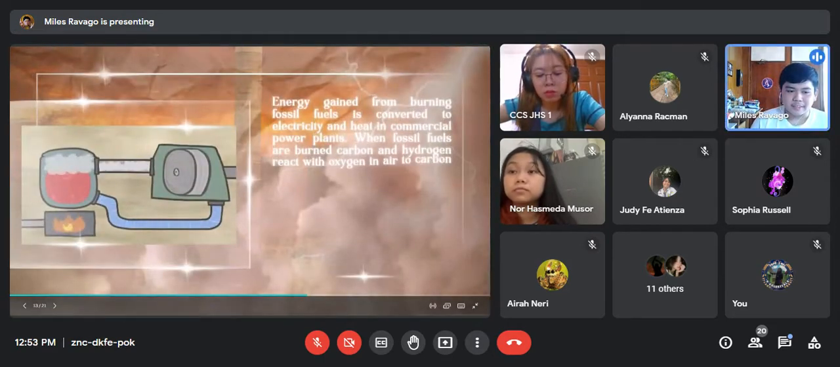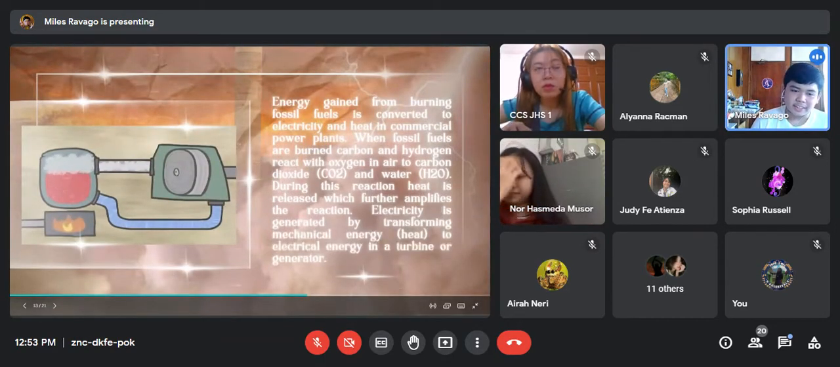Energy gained from burning fossil fuels is converted to electricity and heat in commercial power plants. When fossil fuels are burned, carbon and hydrogen react with oxygen to carbon dioxide and water. During this reaction, heat is released, which further amplifies the reaction. Electricity is generated by the transforming of mechanical energy or heat to electrical energy in a turbine or generator.